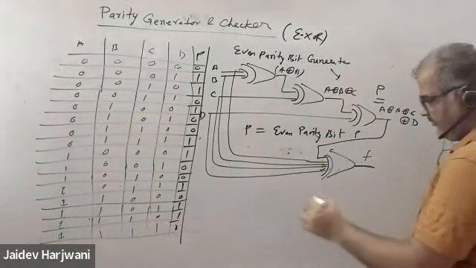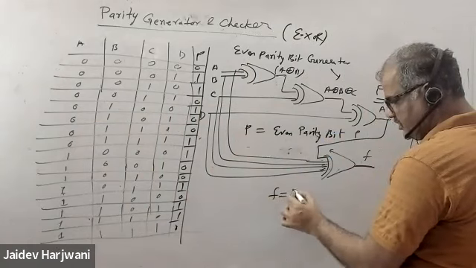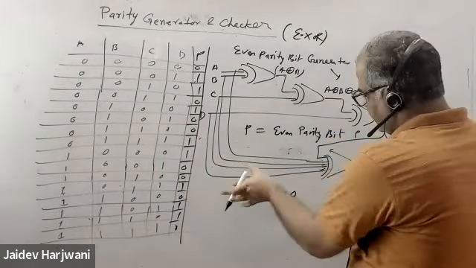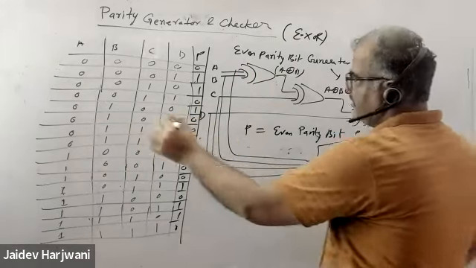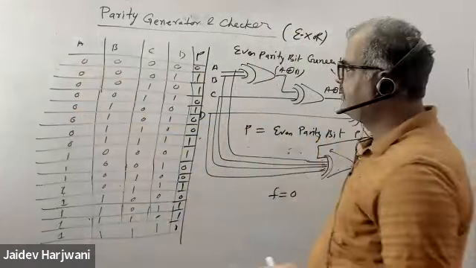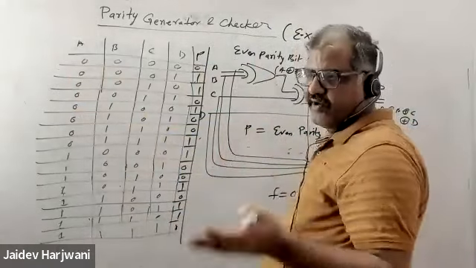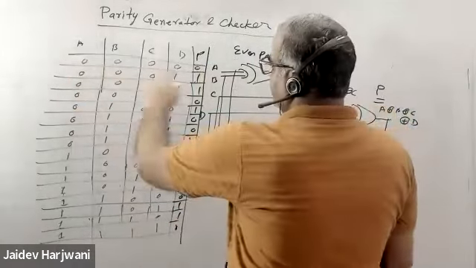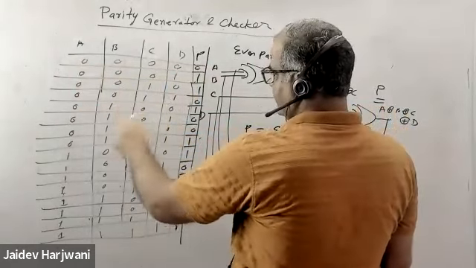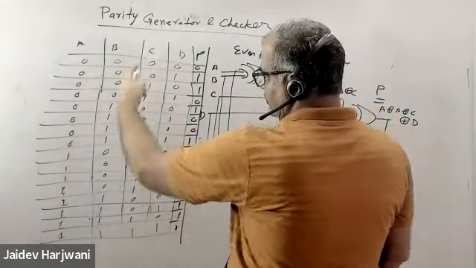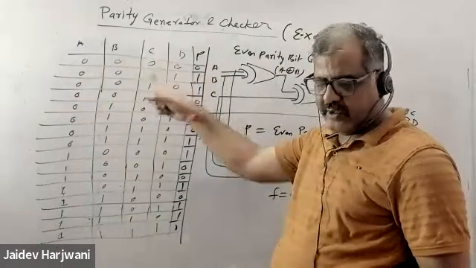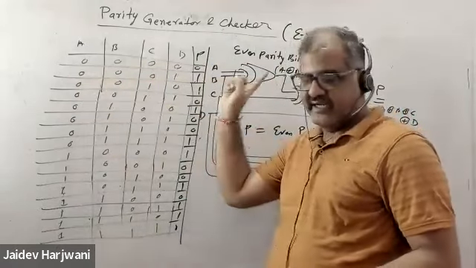So if f is equal to 0, I can say all these numbers combined together form an even parity number. Even parity number means there should be 0, or an even number of ones. See, here 2 ones, here 2 ones, here also 2 ones. So wherever earlier it was odd, the 1 will come, and combined together the total number becomes an even parity number.